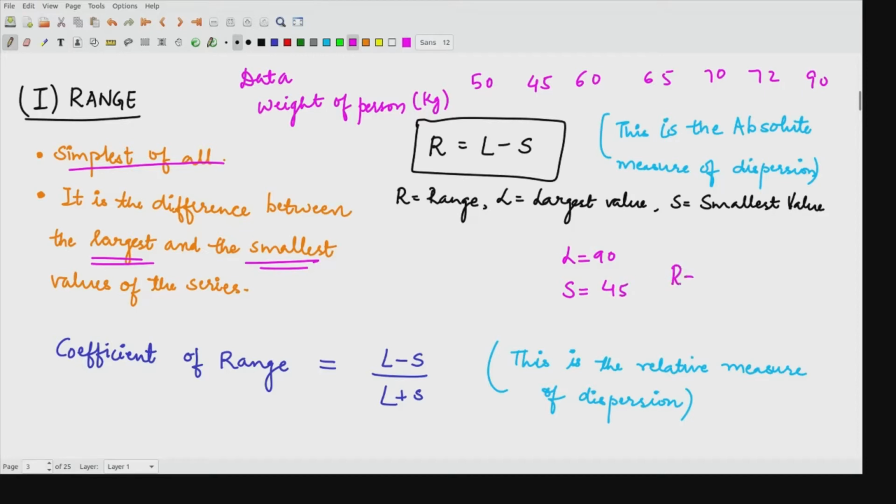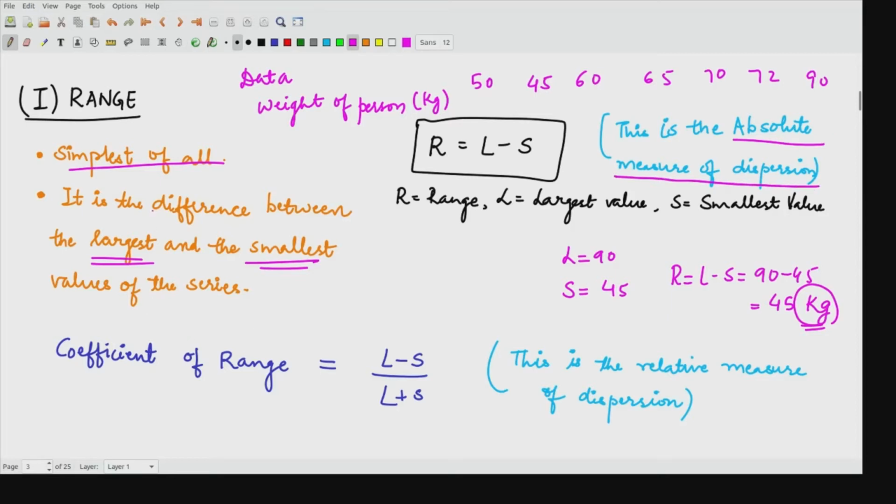So range here would be L minus S. So that would be 90 minus 45. So we have 45 here. So this is 45 kg. So this has the same units as that of the given series. So therefore this is known as absolute measure of dispersion.